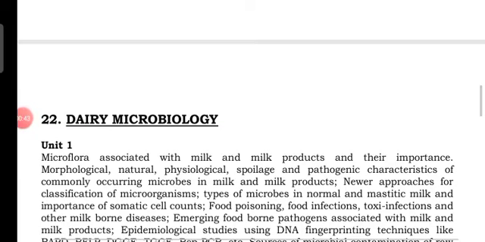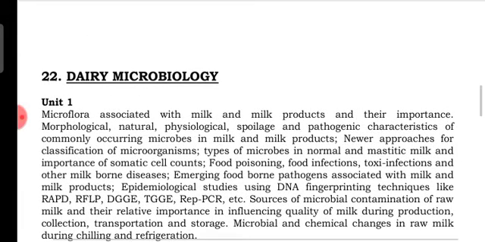Types of microbes in normal and mastitic milk, and importance of somatic cell counts; food poisoning, food infection, toxin infections, and other milk-borne diseases; emerging food-borne pathogens associated with milk and milk products; epidemiological studies using DNA fingerprinting techniques like RAPD, RFLP, DGGE, TGGE, REP-PCR, etc.